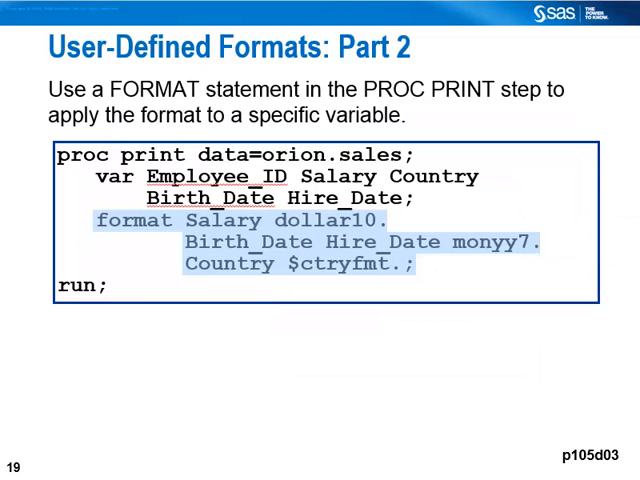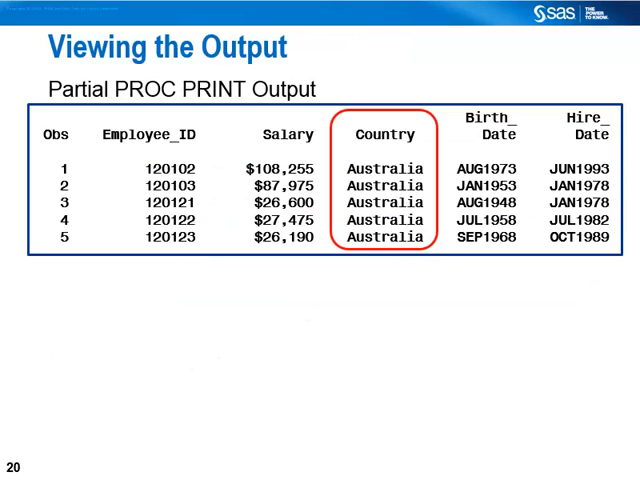User defined formats part 2. Use the format statement in the proc print step to apply the format to a specific variable. So in the proc print, what we did is that we applied the user-defined format to the country variable, where we have used $CTRYFMT. That was the format that we created, and then we got to the output. And this was our output that we have already seen while we were doing the demonstration.